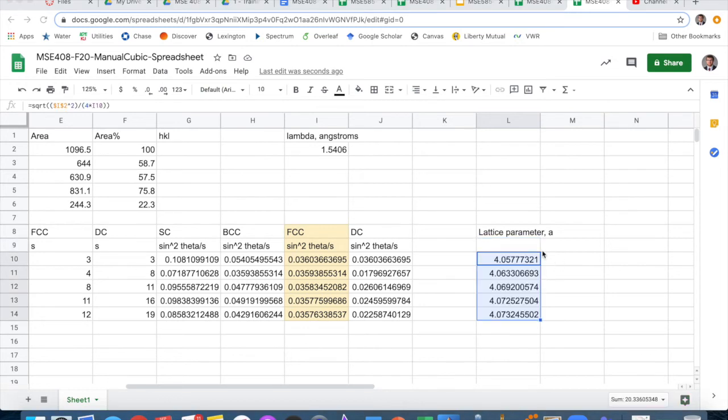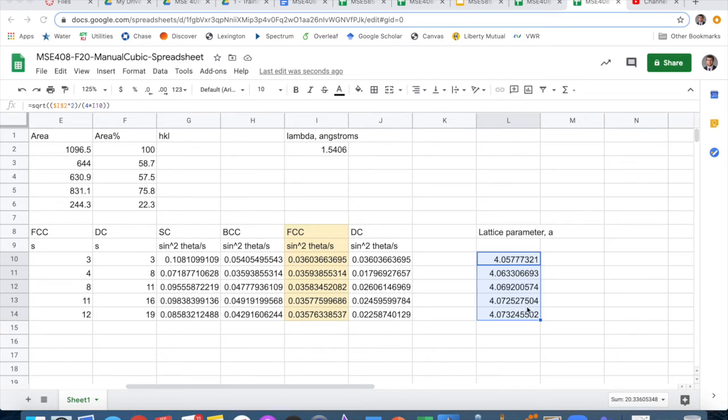We're back, and I've went ahead and calculated the lattice parameter by rearranging the expression that we had for sine squared theta over s, which equaled the constants. So I've rearranged that to solve for a, the lattice parameter, using our lambda and sine squared theta values here. So you'll notice that each peak is going to give you a slightly different lattice parameter.